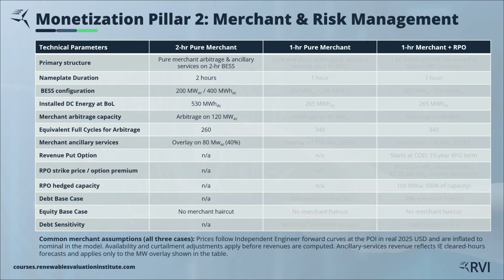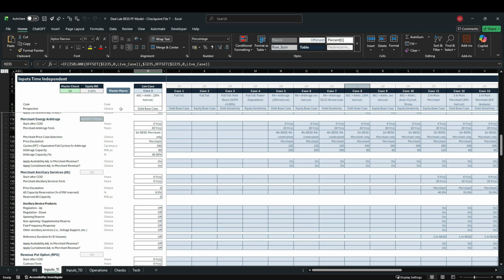Conceptually, we reserve part of the BESS capacity for ancillary services and let the remainder chase price spreads in the arbitrage stack. All of the relevant inputs are already reflected within the input sheets of our model. Our task in this lesson is to wire those inputs into the operations logic and turn them into cash flows. Now let's jump into the inputs time independent sheet in our checkpoint file and make sure case 11 is active.